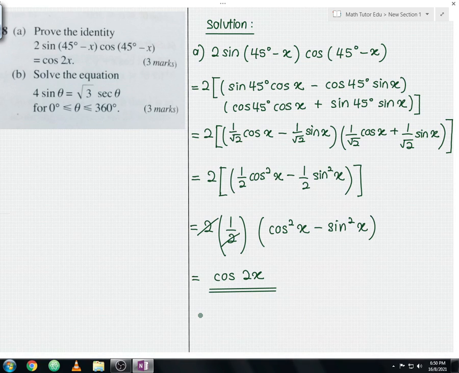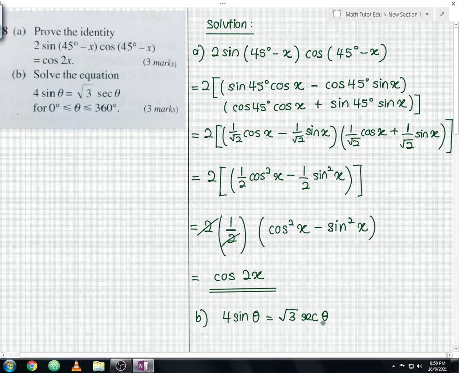For the question part B, we're going to solve the equation where 4 sine theta is equals to square root 3 secant theta for the range 0 degree less than equals to theta less than equals to 360 degree. So what we're going to do is we're going to write down this equation into our working here. So let us start. So from here, 4 sine theta is equals to square root 3 secant theta. So from here, let us continue our working.